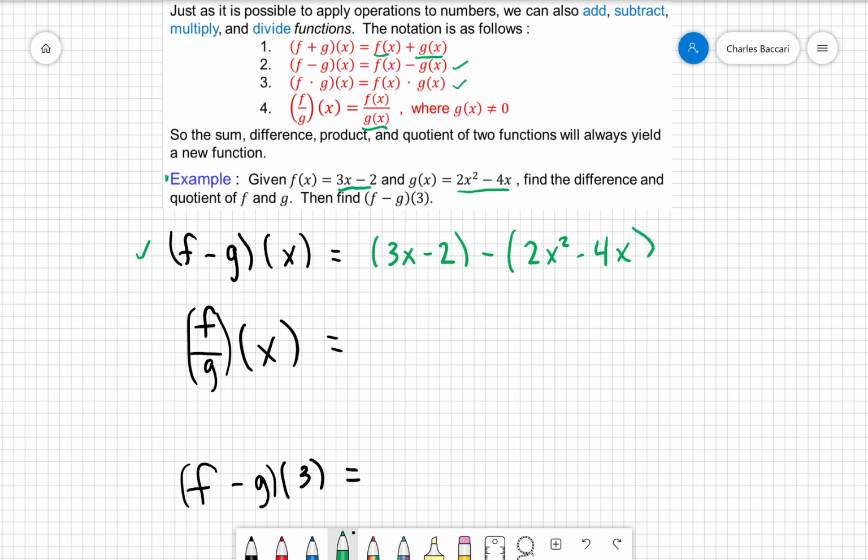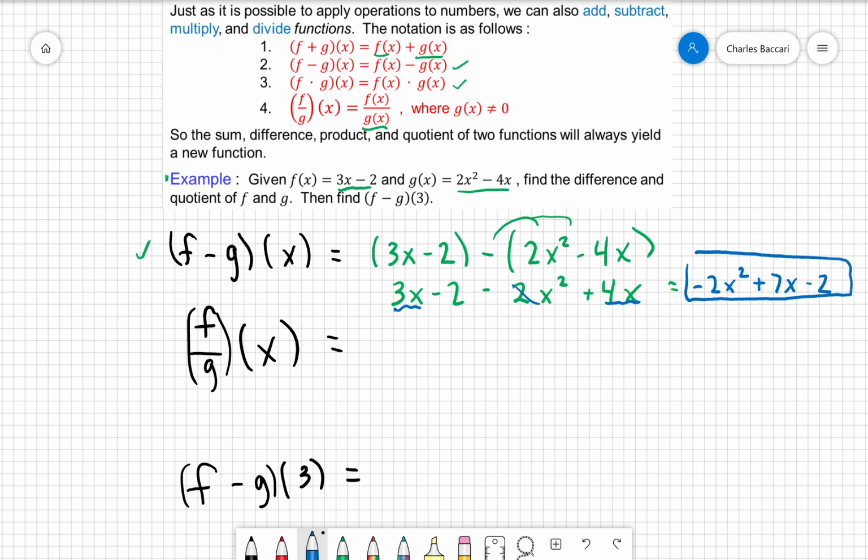Okay, so now we're going to distribute this negative to both of these, and we have 3x minus 2 minus 2x squared plus 4x, which turns into, we combine like terms, so we're going to combine this one and this one. And now we have minus 2x squared, it's gone. We have plus 4x plus 3x, that's plus 7x. And then we have a minus 2. And so this new function is f minus g of x.